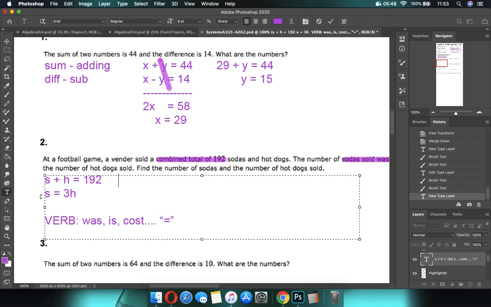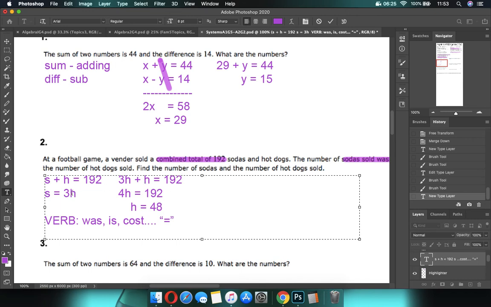So if S has the same value as 3H, that means that this S here, wherever I find it, can now be replaced with 3H. So 3H plus H equals 192. And this we know how to simplify. 3H and H is just 4H equals 192. All right, divide by 4, H equals 48 hot dogs, okay?